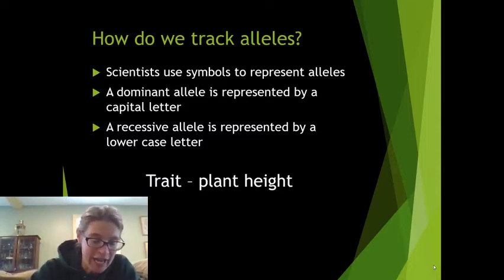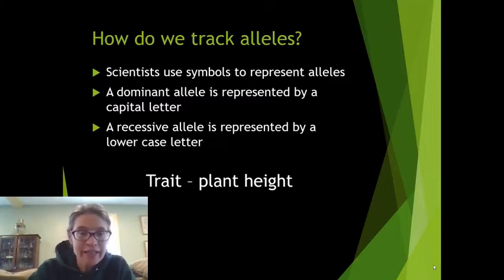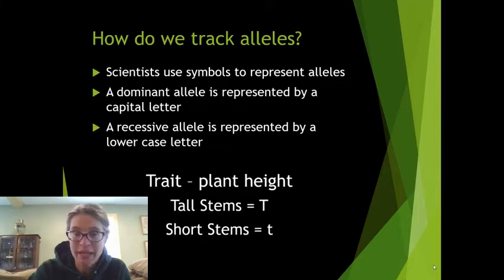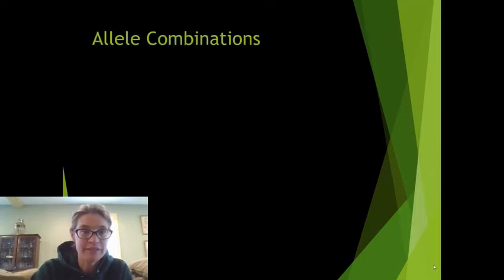Let's take a look at the trait of plant height. So we are going to assign a letter, and I could choose any letter that I want in the alphabet. For the purposes of what we're doing today, I'm just going to use the letter T. So tall stems, because that's one form of what the trait can look like, will be represented by a capital T. Short stems are represented by a lowercase t. And again, remembering that the uppercase is dominant, lowercase is recessive.